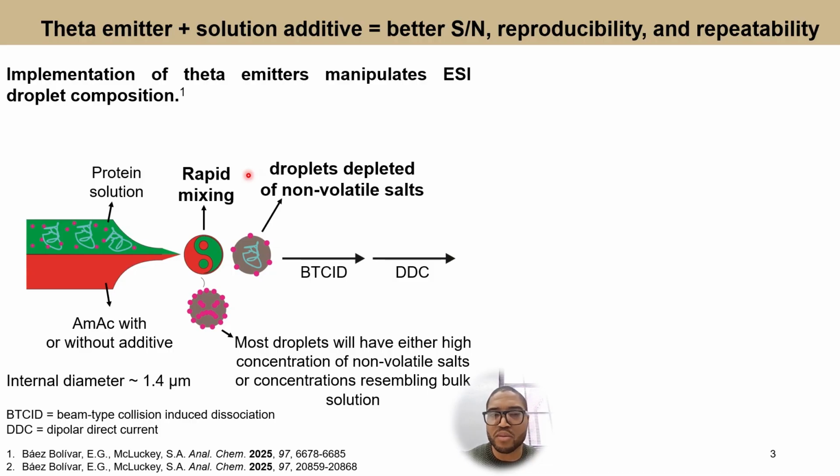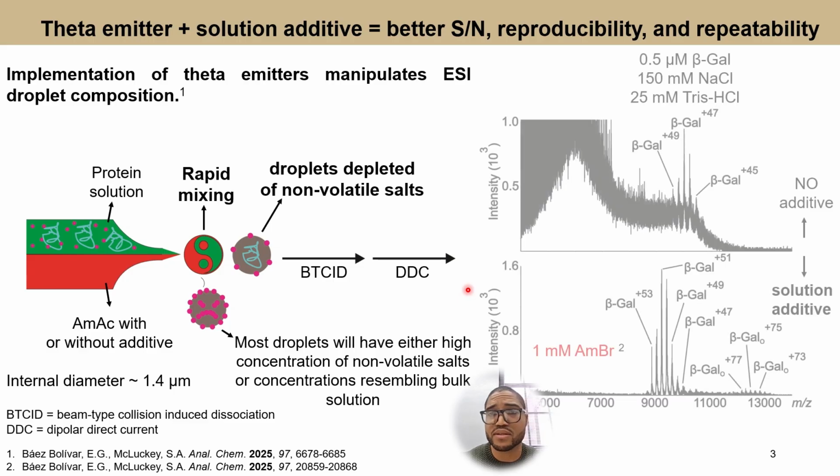One of those ESI droplet populations is depleted or relatively depleted of non-volatile salts, and those are the ESI droplets that will yield charge state resolved ions in the spectra, while most of the ESI droplets will have either high concentration of non-volatile salts or concentration resembling bulk solution. They will be responsible for the chemical noise you will observe in the spectra. We also use a couple of gas phase methods to aid in the dissociation of non-specific metal ion adduction while avoiding protein fragmentation or protein complex dissociation.